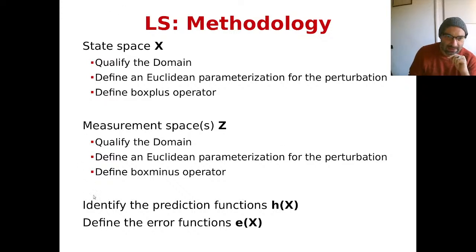Once we have done this horrid effort on the state spaces, we can identify the prediction functions, that are like the measurement that I should get. Remember that while identifying the prediction functions, you always consider that the state is known. And your task is, assuming that the state is fully known, what would I see there? Once you have this, you can define the error functions as a box minus difference between the prediction and observations, and you're done.